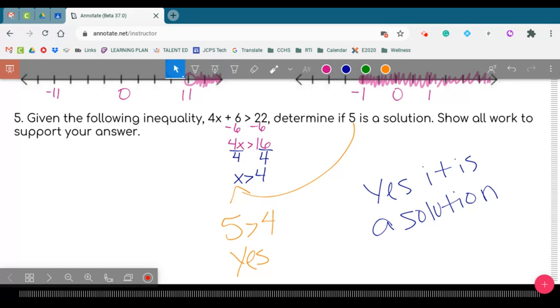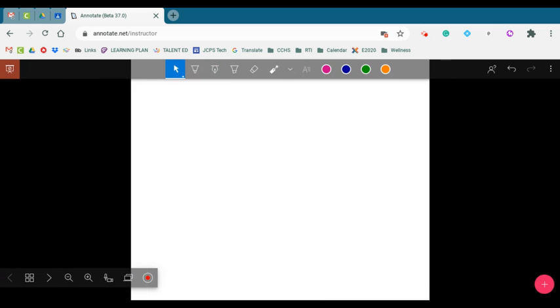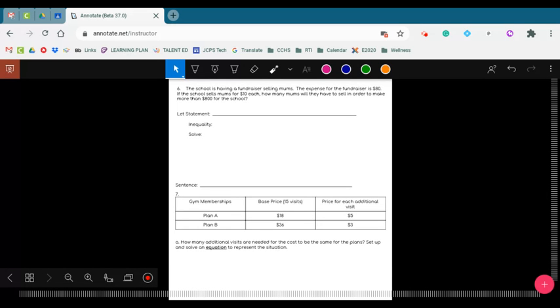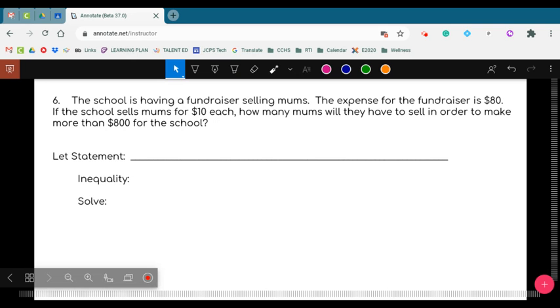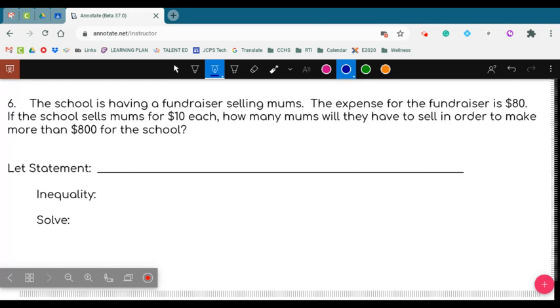Okay, let's go on to the back side where we have kind of two problems. It says the school is having a fundraiser selling mums. The expense for the fundraiser is $80. If the school sells mums for $10 each, how many mums will they have to sell in order to make more than $800? So I'm going to go through and circle my numbers. So I have 80, 10, and 800.